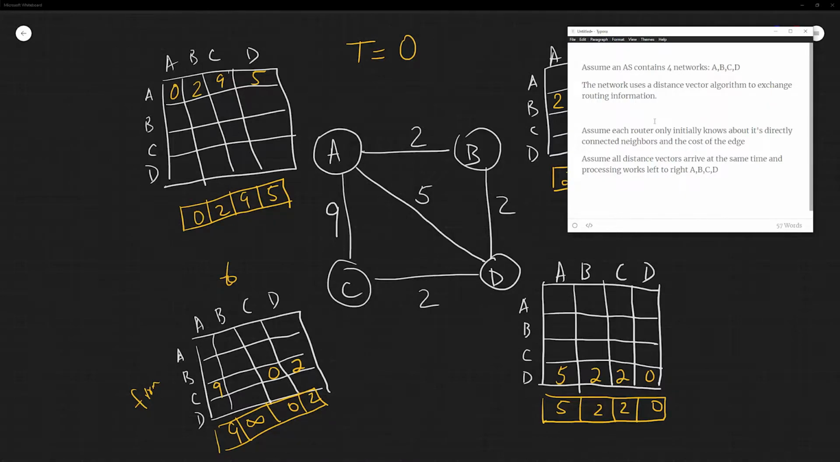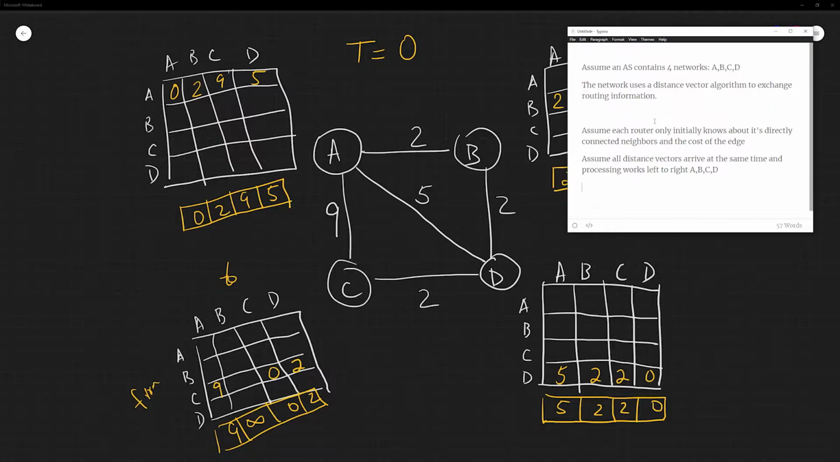This is an explanation of how distance vector routing works. Our problem will assume an autonomous system that has 4 networks, A, B, C, and D. The networks use a distance vector routing algorithm to exchange routing information. Assume each router only initially knows about its directly connected neighbors and the cost of those edges.